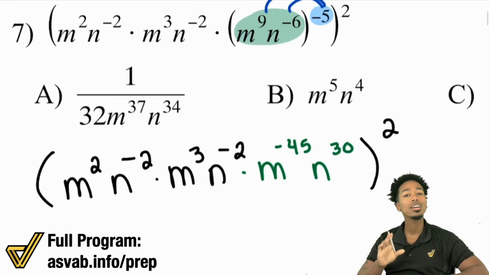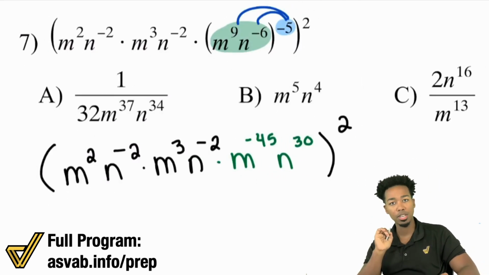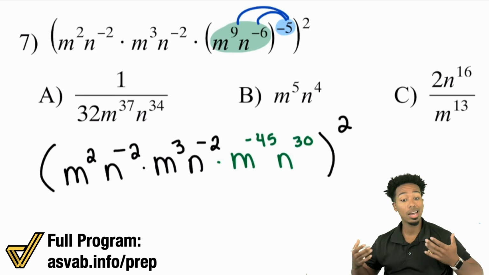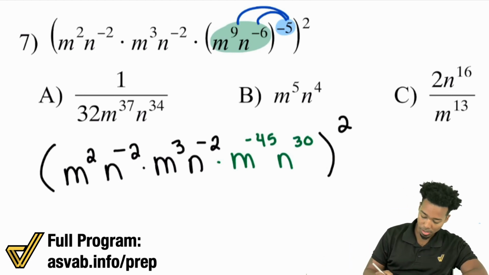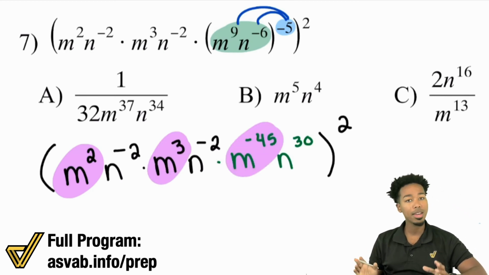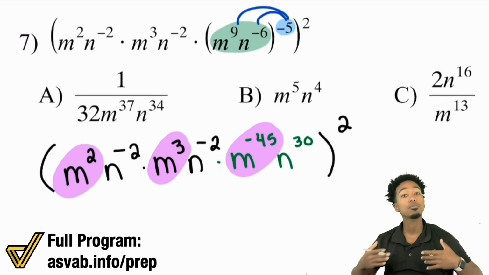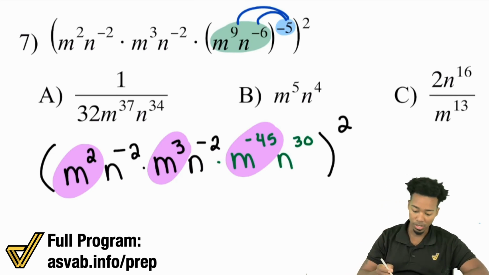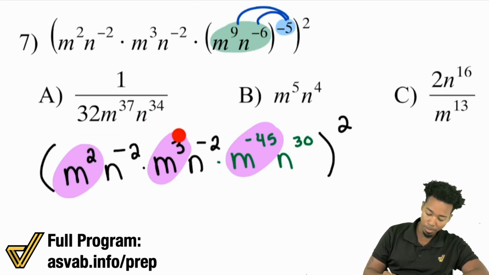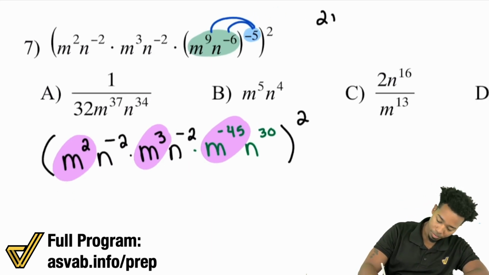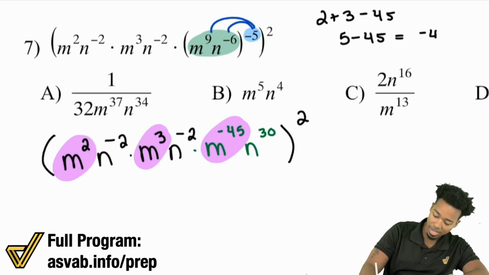So again, take it one step at a time. All I did was do that one piece first. Now I only have one parenthesis left, and I'm going to ask myself, what can I simplify in there? What I noticed is this: I have m squared, m cubed, m to the power of -45. All of my m's I can combine using my product rule. When you're multiplying the same bases, you add their exponents. So we have 2 plus 3 minus 45. 2 plus 3 is 5, minus 45, and that's going to be negative 40.